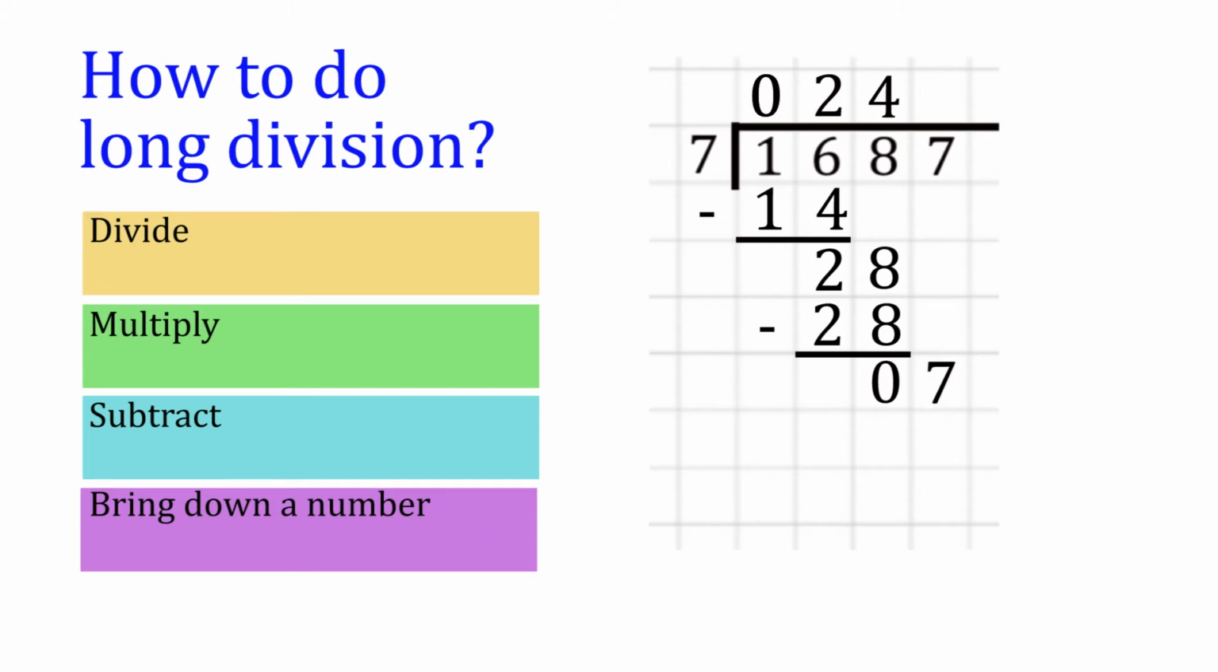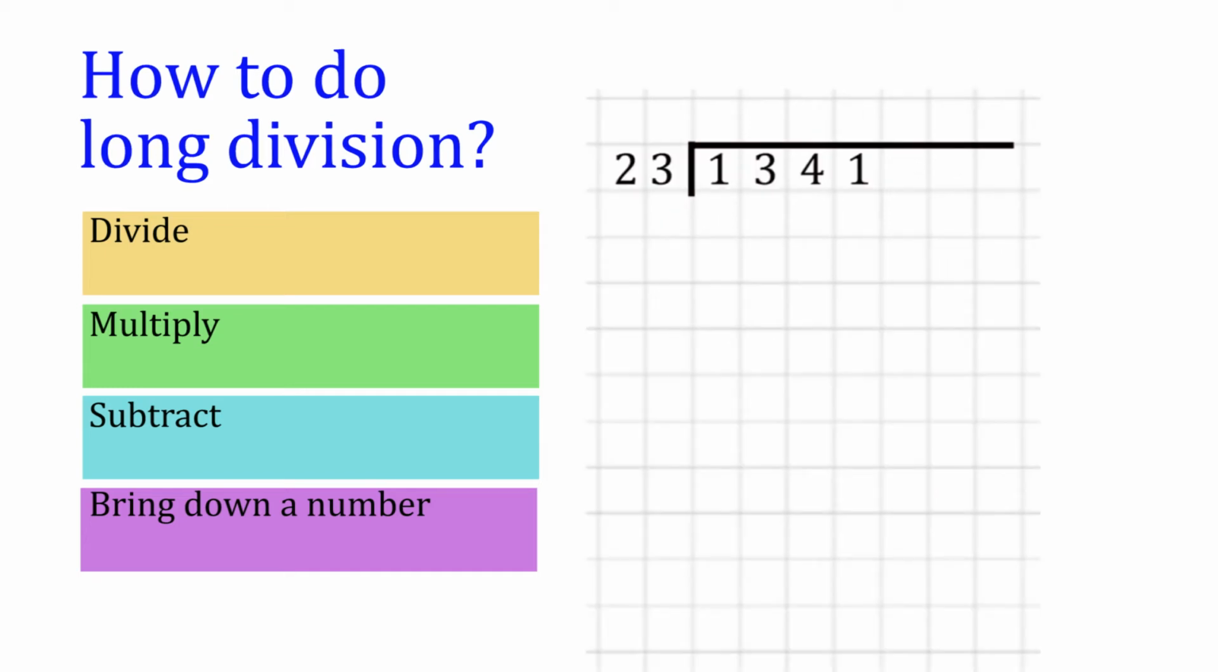Now we repeat the cycle again with divide. We divide 7 by 7, which equals 1. We write this above. Now we move on to the next task, multiply. We multiply this 1 by 7, which equals 7. We write this below. Now we move on to the next task, subtraction. We draw a line and subtract 7 from 7, which equals 0. We write this below. Now there are no more numbers to bring down, and we have ended with a 0, so the division is complete. The answer is 241 with no remainders.